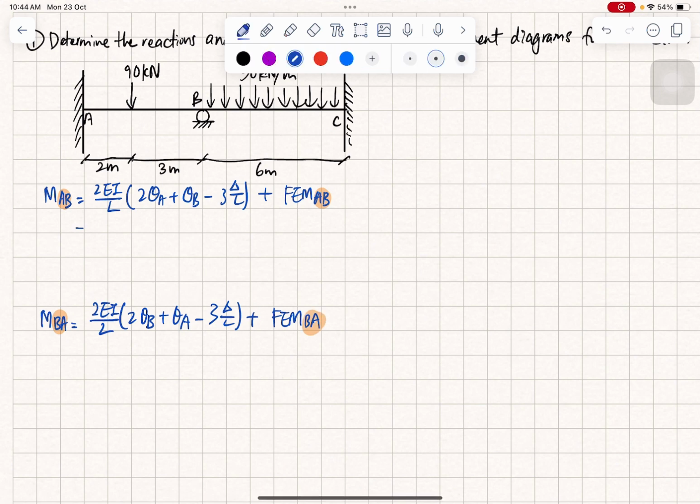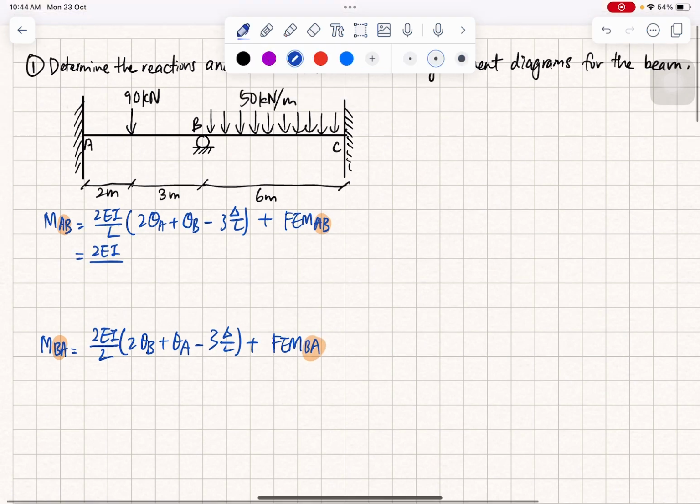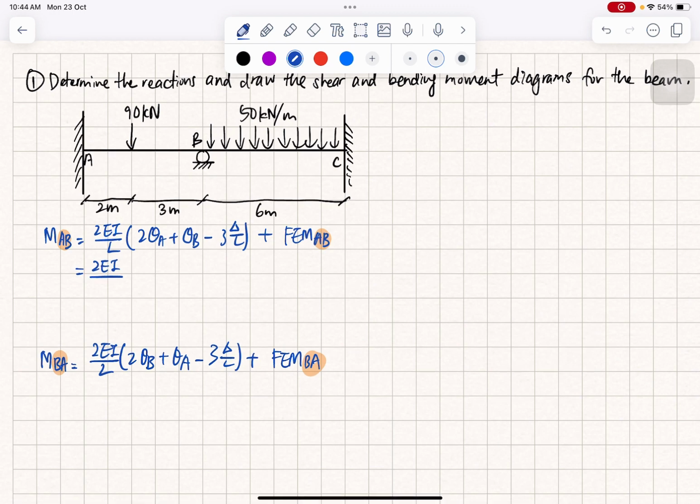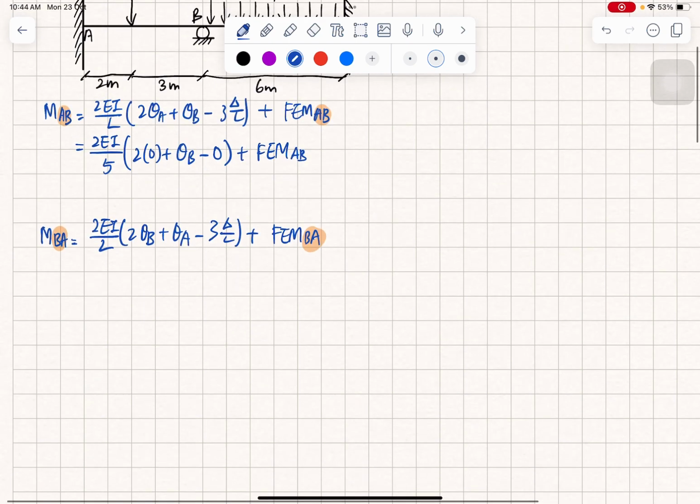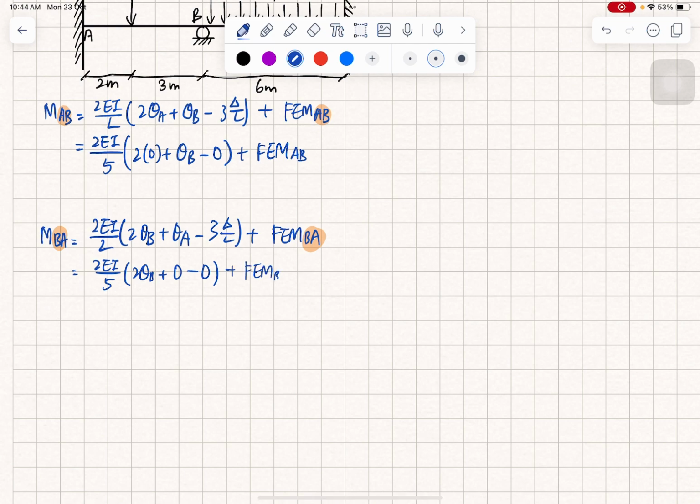Okay, next, to put in all the values, L is the length of the span, not 2 and not 3, it is 5. For theta A, it is 0 because it is a fixed end. There's no settlement, so just write it as 0. The same goes for MBA, L is 5, 2 theta B, there is 0 settlement, and 0 plus FEM BA.